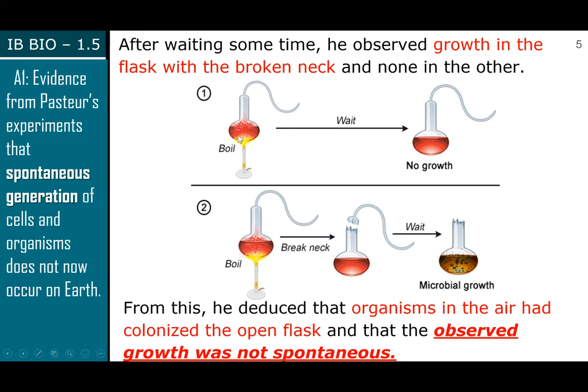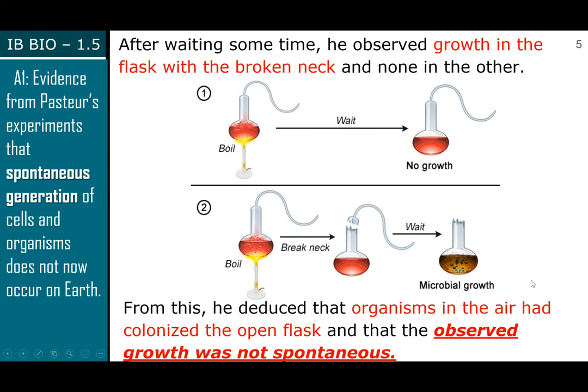After some time, he noticed that in the unbroken flask, there was no growth. And that makes sense because he sterilized the broth and then nothing came in, so it stayed sterilized. However, in the flask with the broken neck, he saw microbial growth. And that makes sense because air brought in bacteria, probably some fungal spores, and you got some microbial growth in there. So from this, he observed that growth wasn't spontaneous.